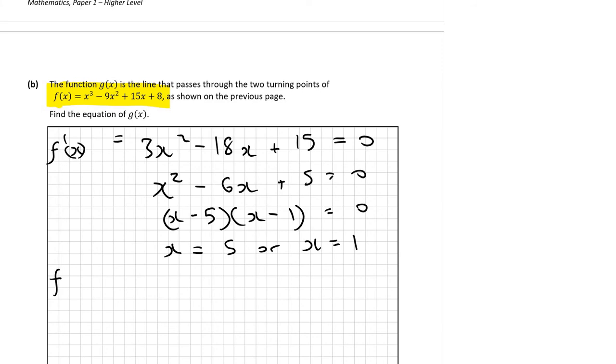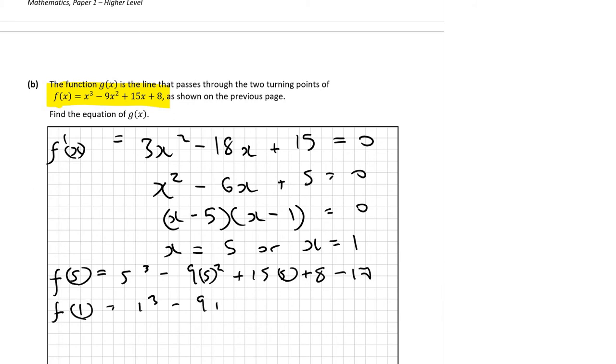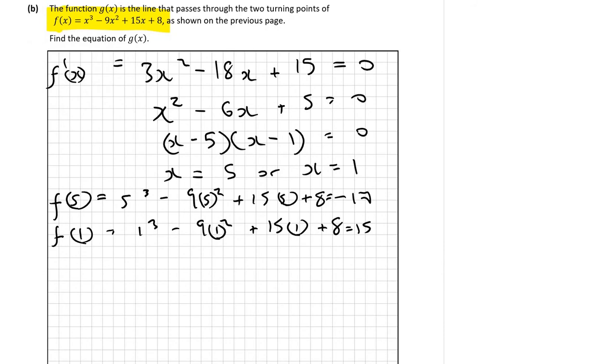So the corresponding y values are found by plugging it back into the original equation. We get 5 cubed minus 9 times 5 squared plus 15 times 5 plus 8. Putting that into the calculator, we get a result of minus 17. And f of 1 is 1 cubed minus 9 times 1 squared plus 15 times 1 plus 8. And here we get a result of 15. Okay, so there are two points: the point 5, minus 17 and the point 1, 15.